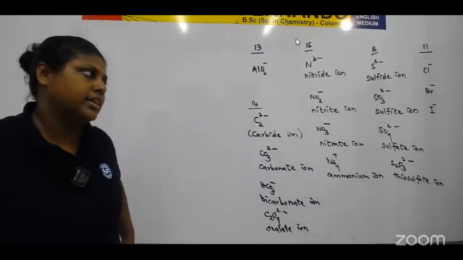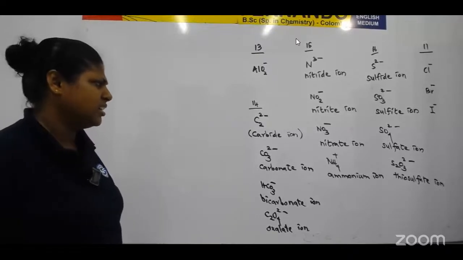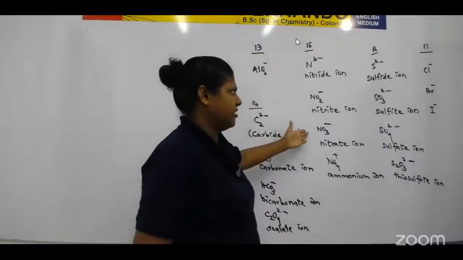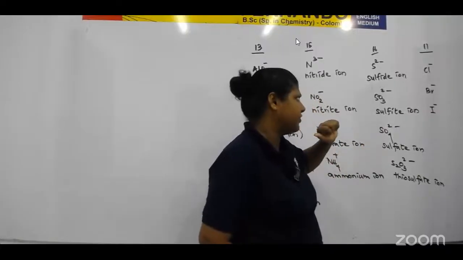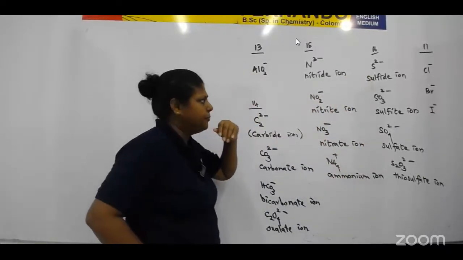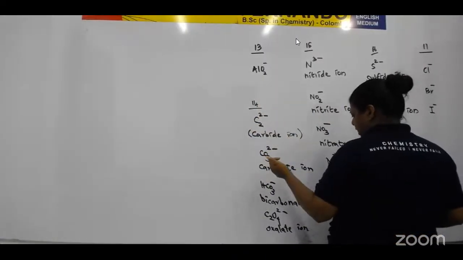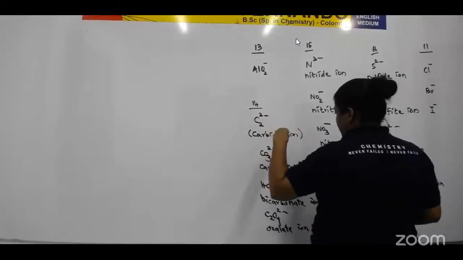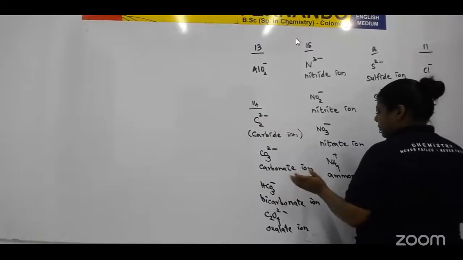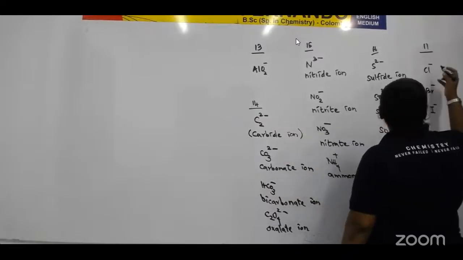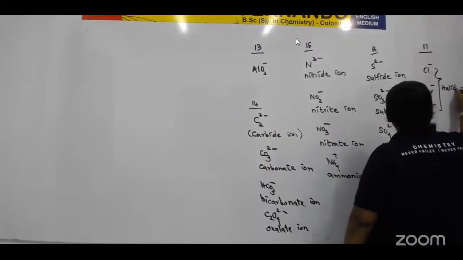And in the exam, they will ask about 5. Mainly they ask about nitrite, nitrate, sulfide, sulfite, sulfate, and the halides, right? These are not common: aluminate, carbide, carbonate, bicarbonate. But in some questions we can see they ask to identify carbonates and bicarbonates. So these are called halide ions.